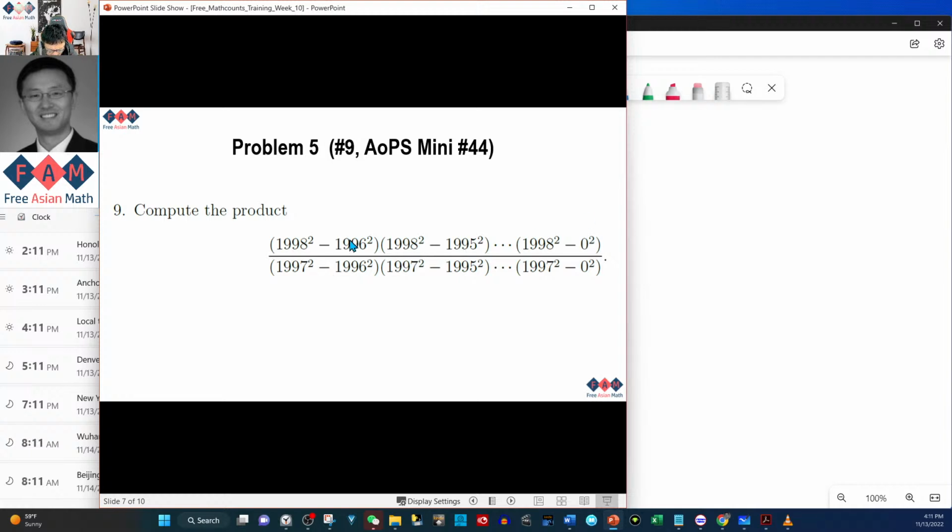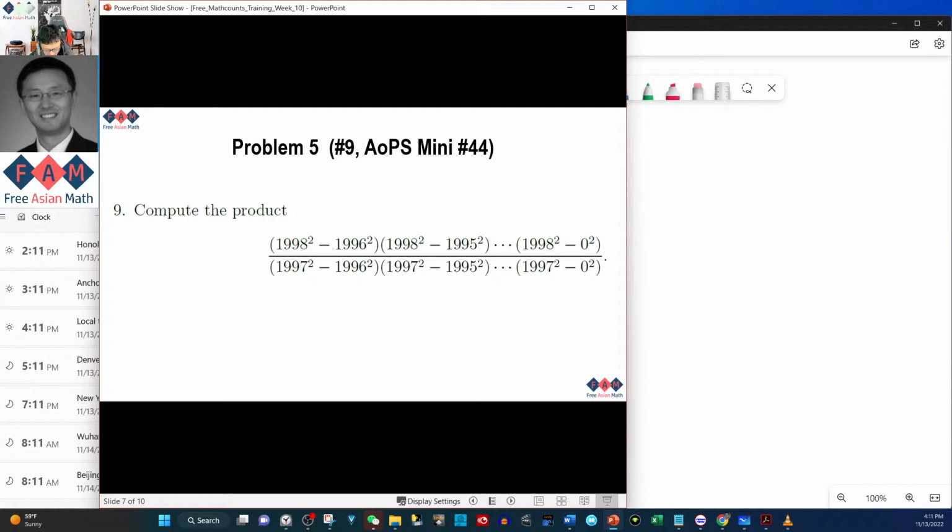So the structure is that we start with two very large numbers. 1998 squared subtracting 1996. The next one is 1998 squared subtracting 1995. So the bigger number does not change. It's always 1998. But the second number is shrinking. So 1996, 1995, all the way to 0. That's in the numerator. The denominator is very similar, except that we don't have 1998, we only have 1997, right?